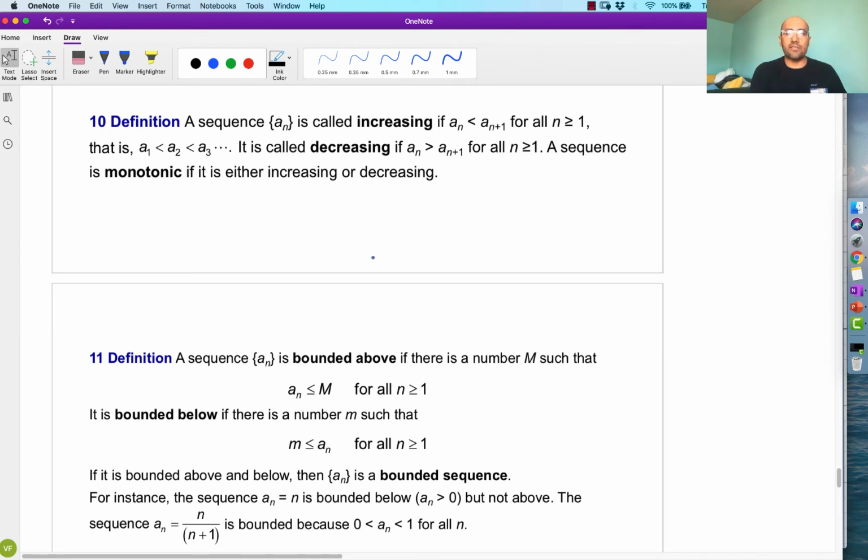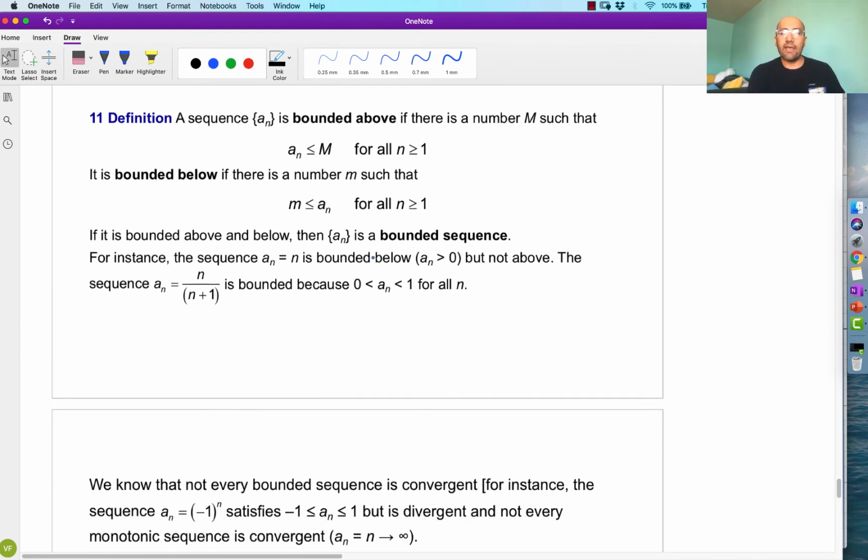And the sequence is decreasing if a sub n is bigger than a sub n plus 1, and so on and so forth. So the values on our sequence are getting smaller and smaller and smaller. A sequence is monotonic if it is either increasing or decreasing. A sequence that is either increasing or decreasing is called monotonic.